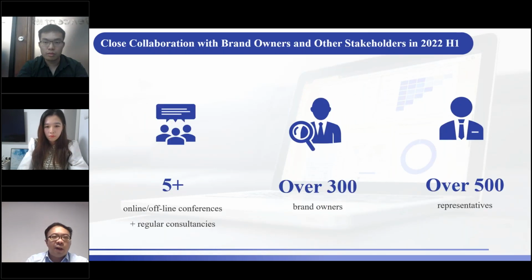These are the collaborations we had with brand owners and other stakeholders this year. Basically, we have had 5 online and offline conferences, and we do regular consultancies with brand owners and IP enforcement agencies as well. As you can see, we have been in contact with over 300 brand owners this year, and more than 500 representatives reached out to us for consultancy purposes.